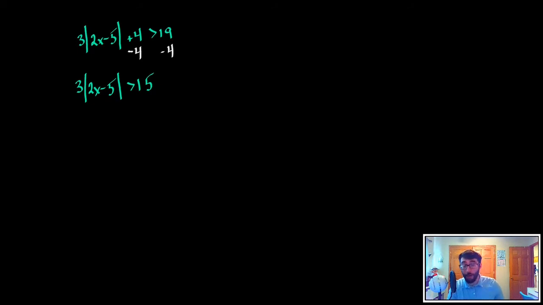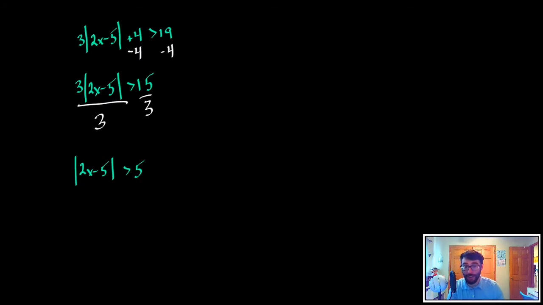From here, remember, we do not want to distribute the 3 into that absolute value. You would with parentheses, but think about what distributing is: you're multiplying. Instead, use its inverse operation, which is division. I can divide each side by 3, because multiplying the 3 in would make it a little bit more challenging. So now we have the absolute value of 2x minus 5 is greater than 5.